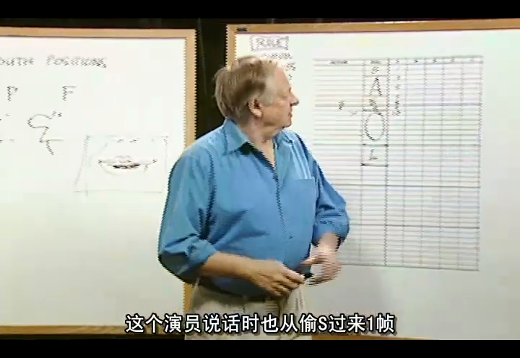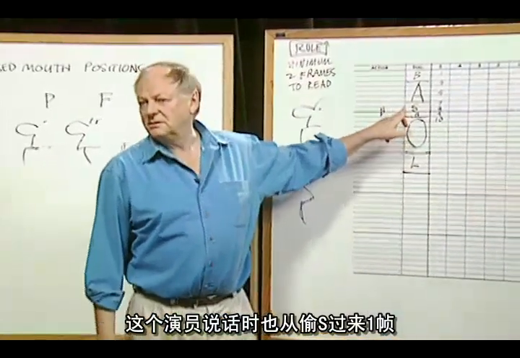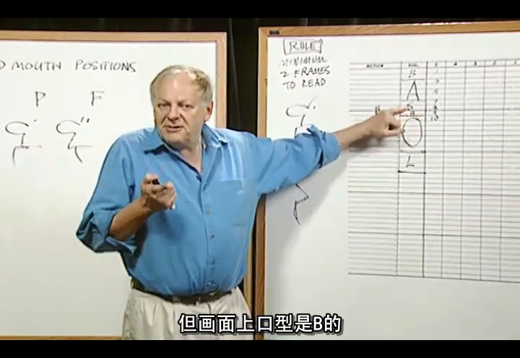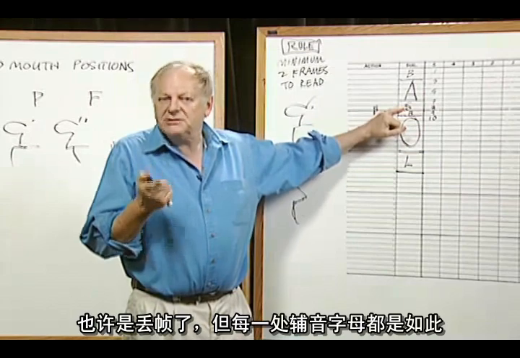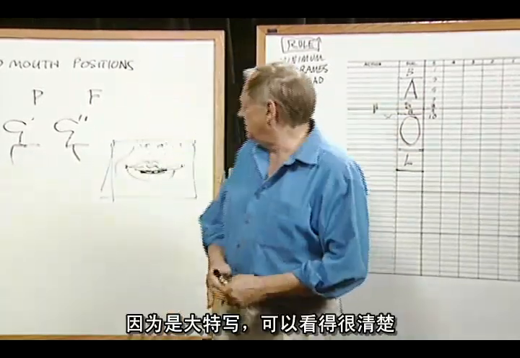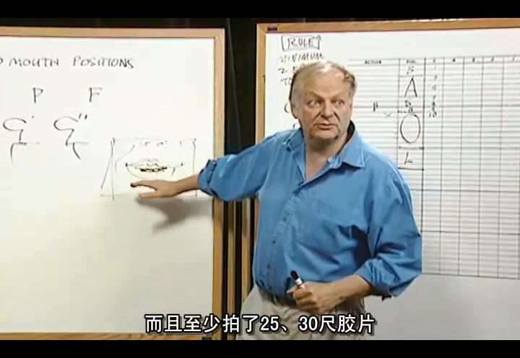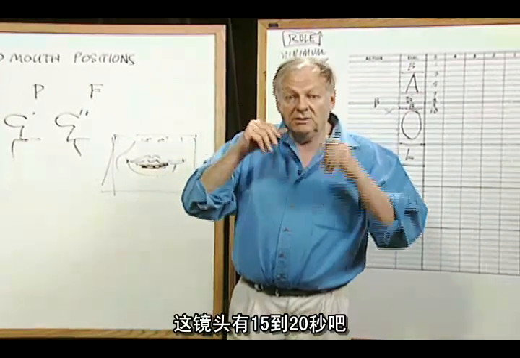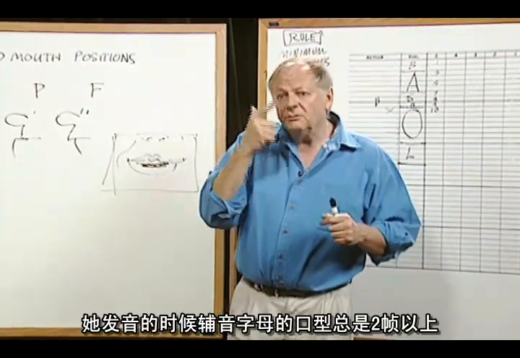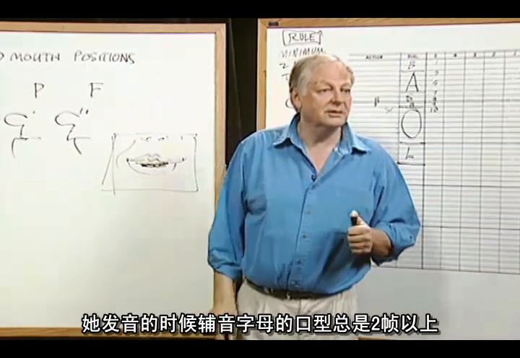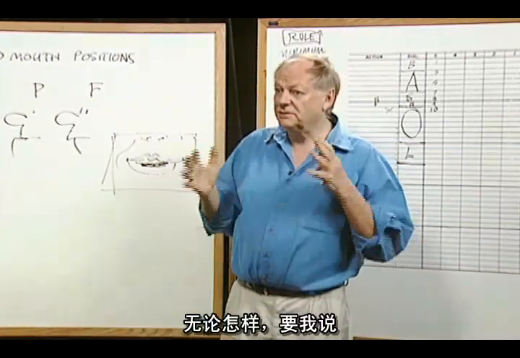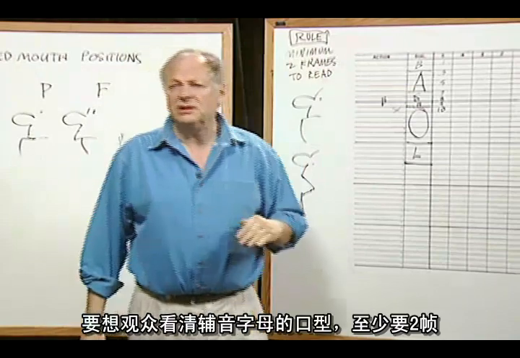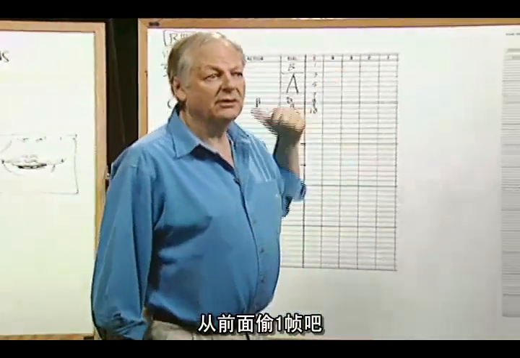She's talking away, and she would steal from the S. She would be saying S, and the sound would even sound like S, but maybe it's a dead frame in there or something. On every single consonant, because I was really close, you could see the whole thing, and it's a sort of 25, 30 feet shot, 20 seconds or 15 seconds, with many consonants. She'd always have 2 frames for the consonant. Isn't that weird? As far as I know, that's an absolute rule. Make those consonants read. You need 2 frames. Steal from the one before.